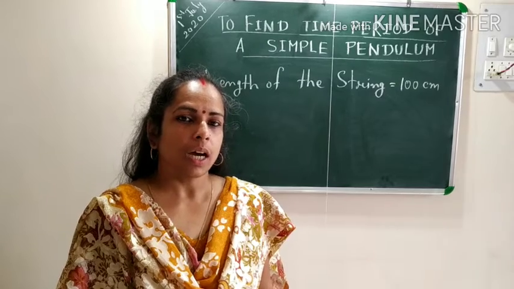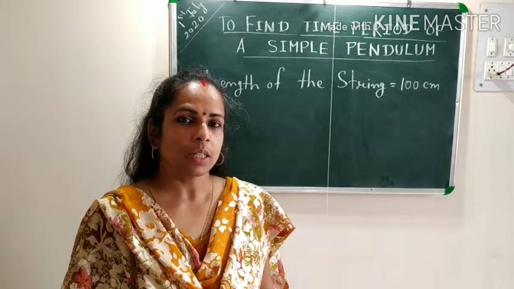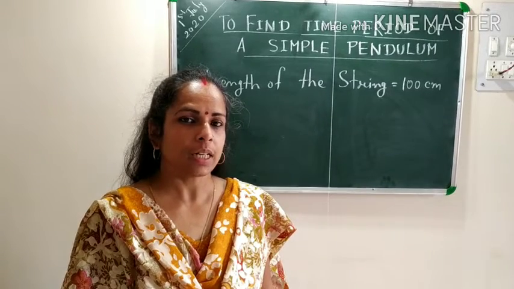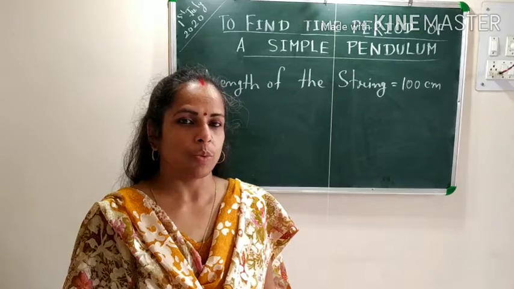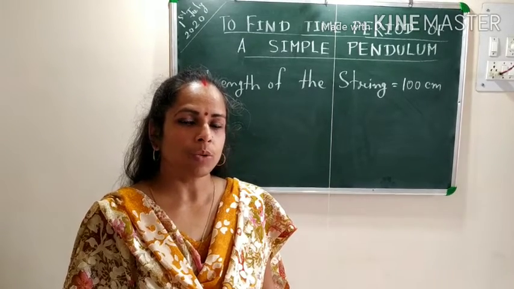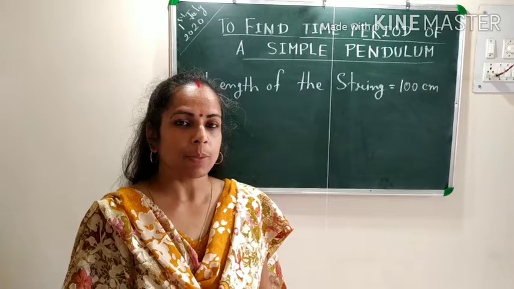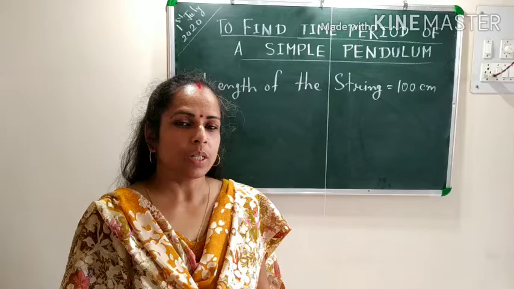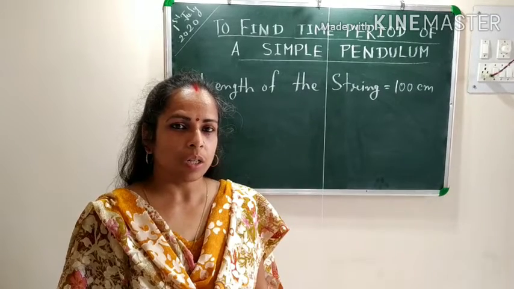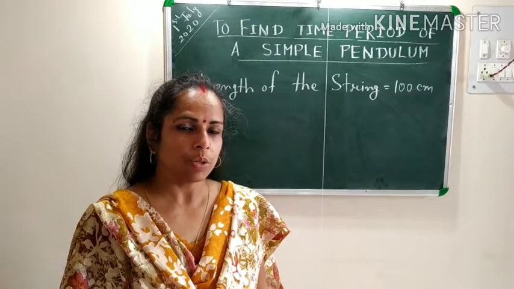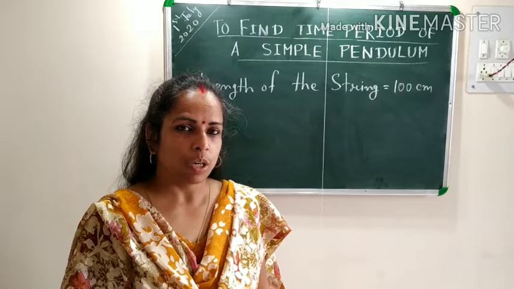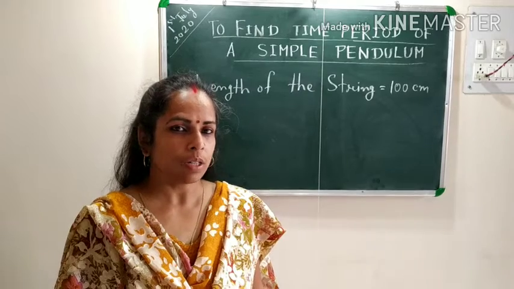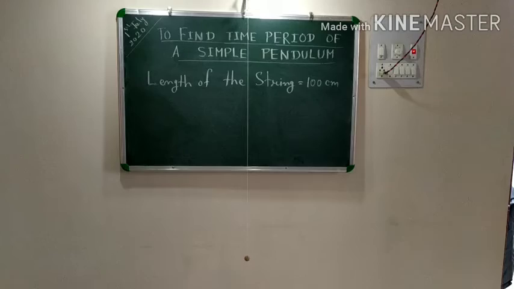Today I am going to do one activity based on simple pendulum. In your book this is given as activity 13.2. Our aim of this activity will be to find out the time period of a simple pendulum. All of you are requested to watch this activity carefully, as you also have to perform this activity at your home and note down some readings, and at last you have to find out the time period of the simple pendulum also.